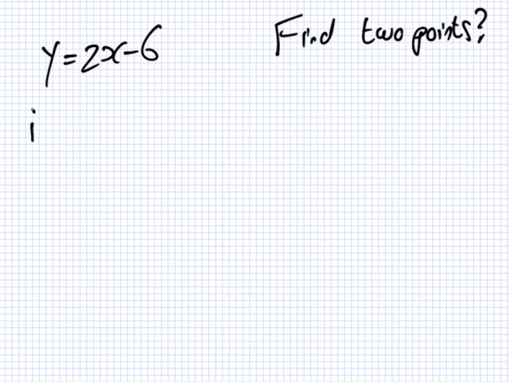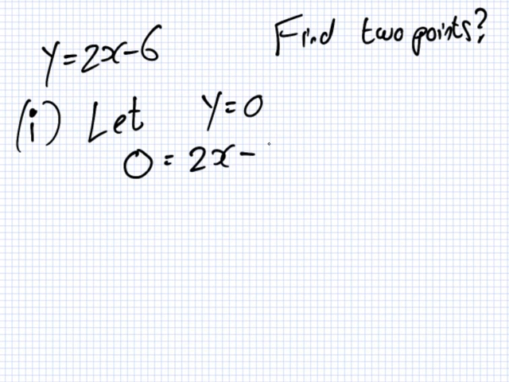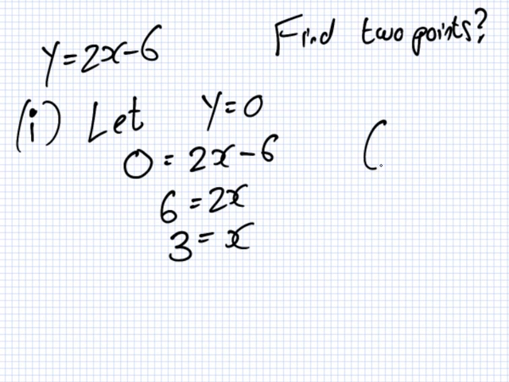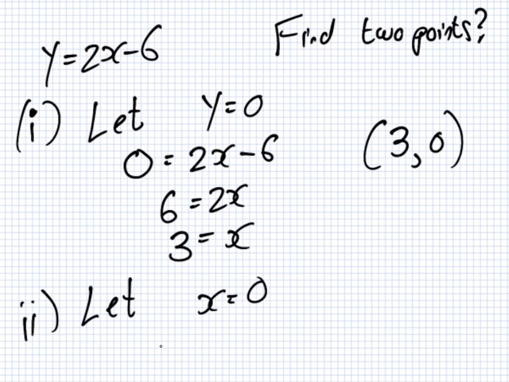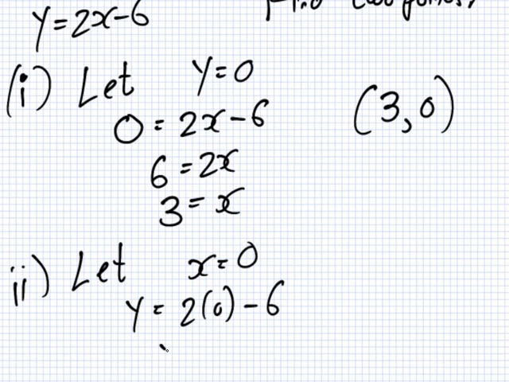So the first step, let's do y equals 0 first. We have 0 equals 2x minus 6. So 6 equals 2x, so x is 3. That's the first one, so the first point is (3, 0). And then secondly, we let x equals 0. So we have y equals 2 times 0 minus 6, so y equals minus 6. So we have the point (0, -6).